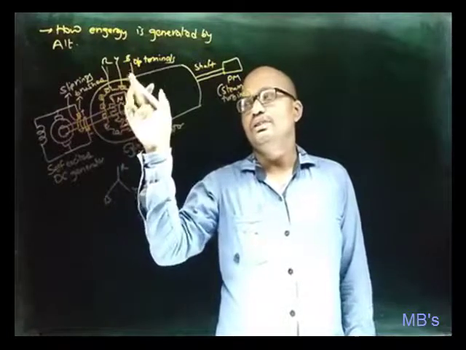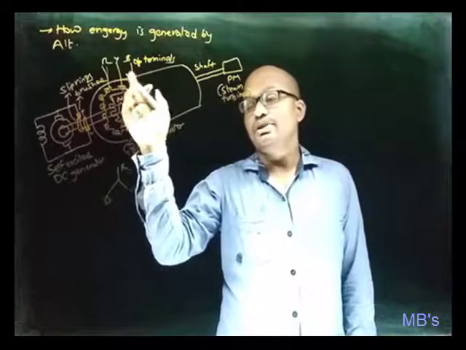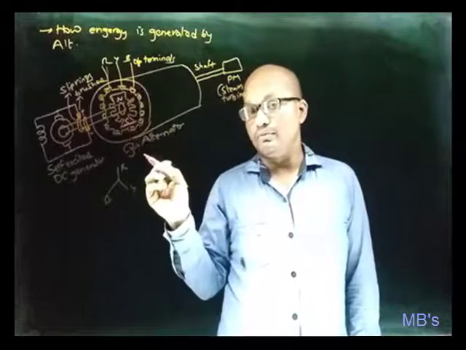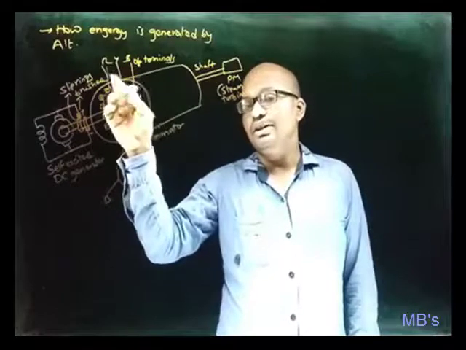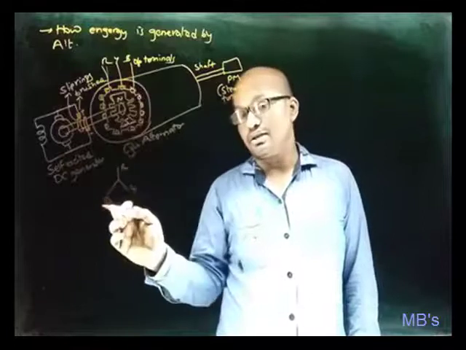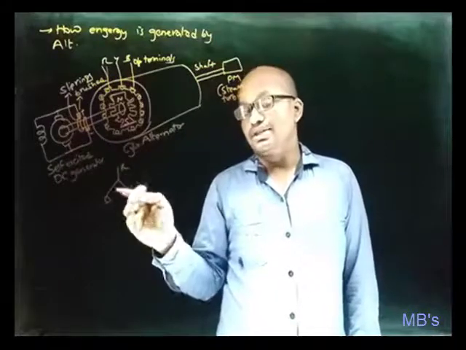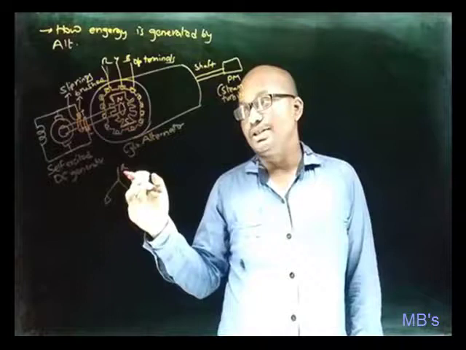Okay, and usually the output terminals will be R Y B, meaning the phase sequence followed will be R Y B, and these three windings are connected in star. Okay, and why it is star and why not delta will be discussed later.